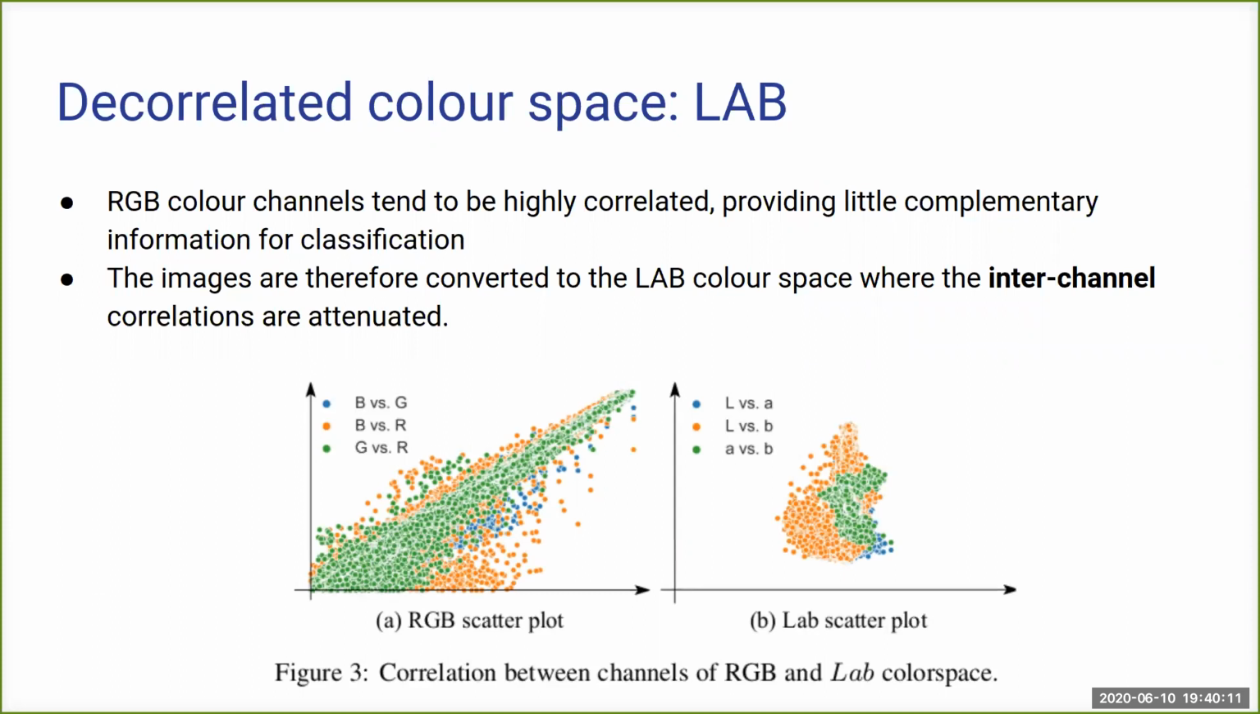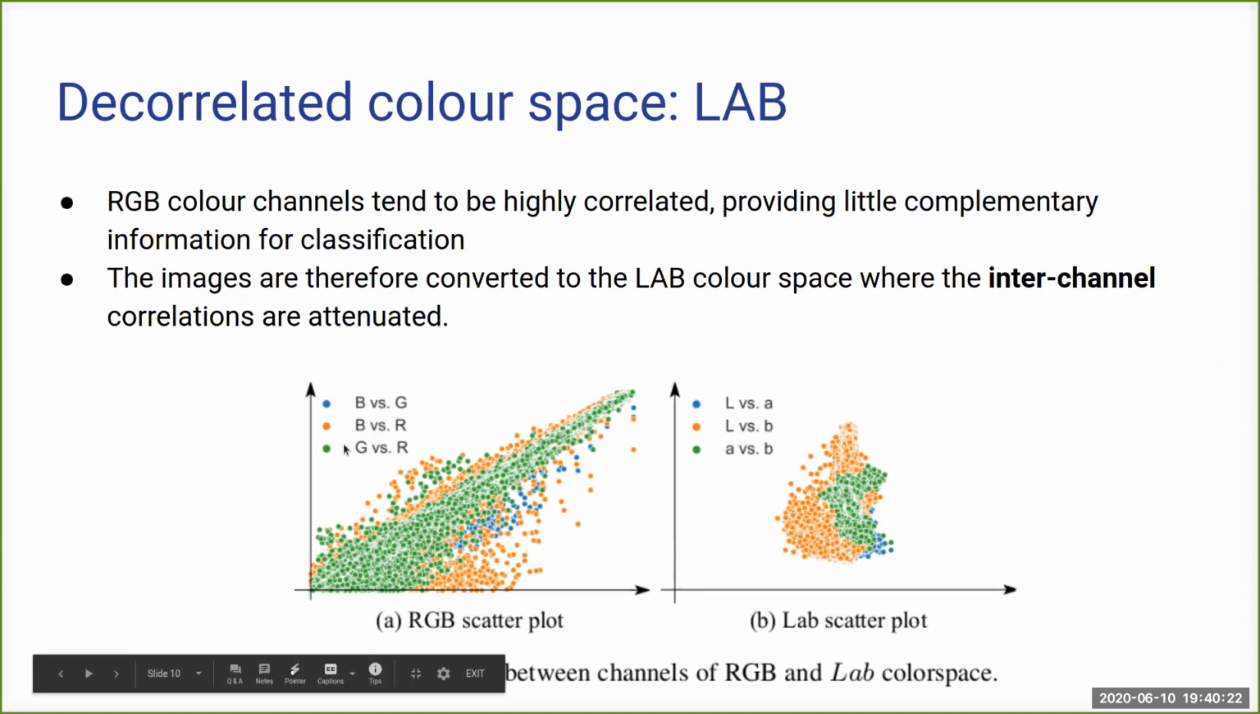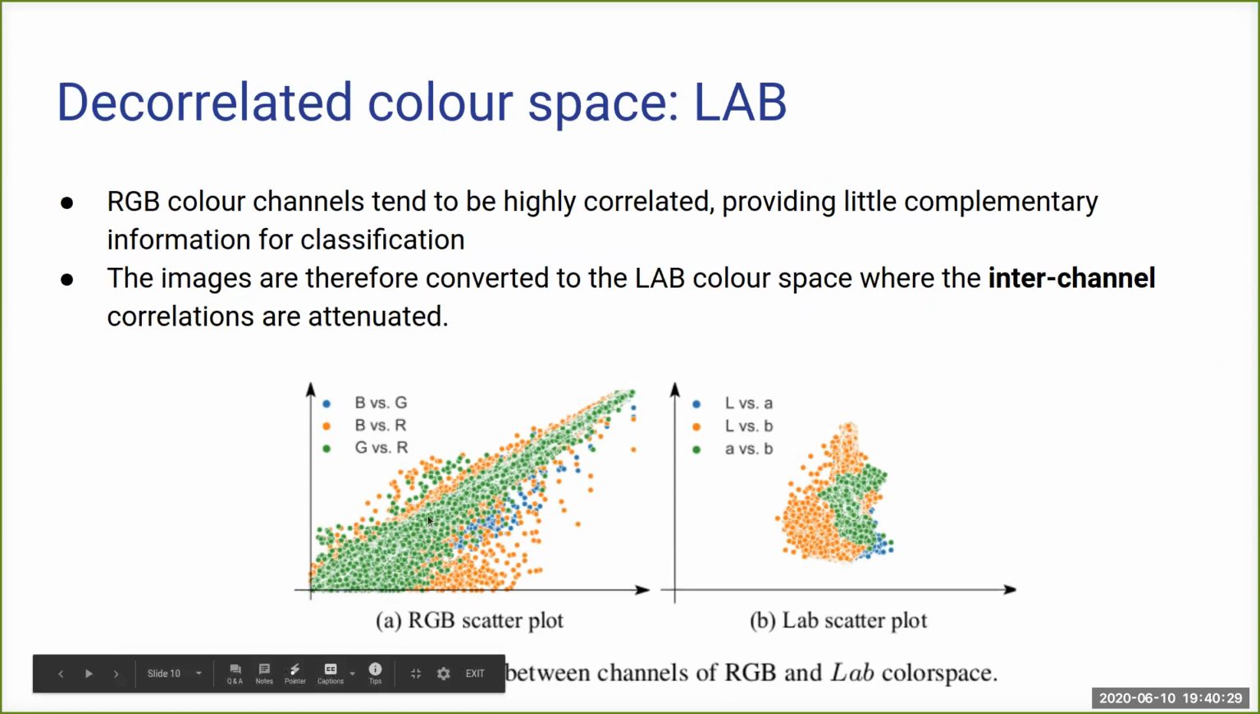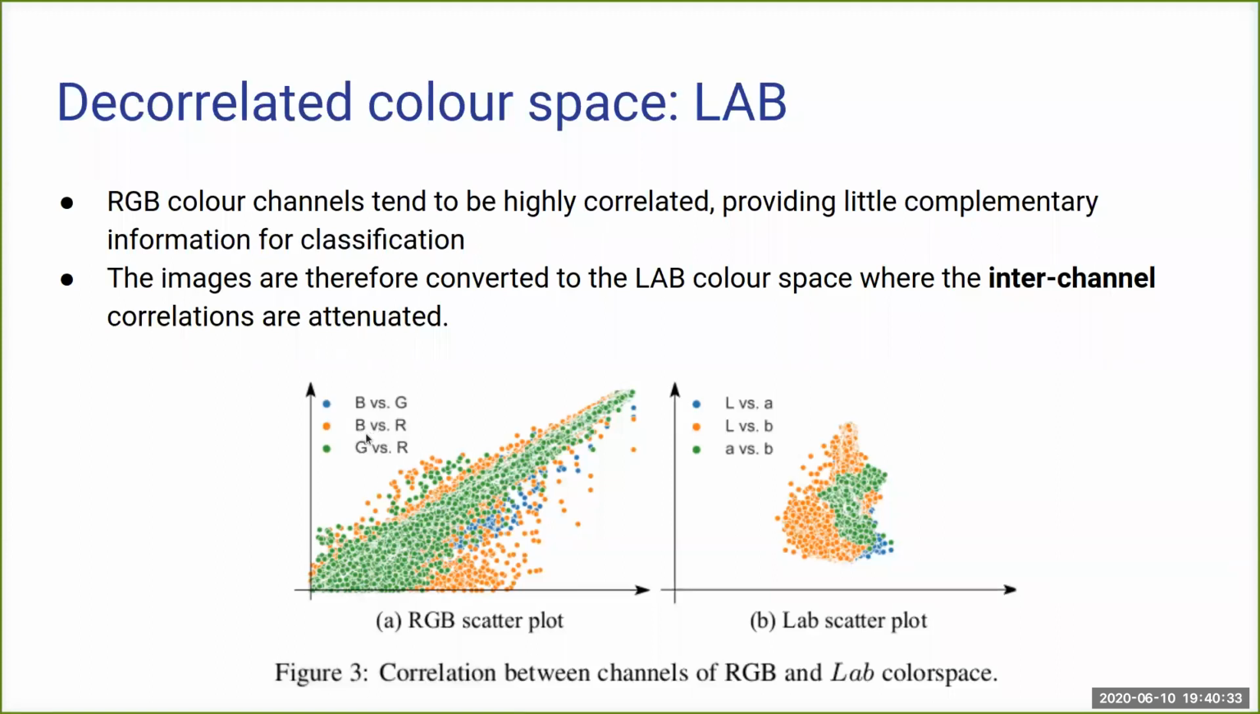One of the things we wanted to cover as well is that this paper employed a lot of tricks to try to improve the accuracies. One of these tricks is that they converted their RGB color space into a new color space called Lab. Just to give a bird's eye view appreciation of this: when you have an RGB color image and you plot the individual inter-channel graphs, you see there's a high level of correlation between channels.